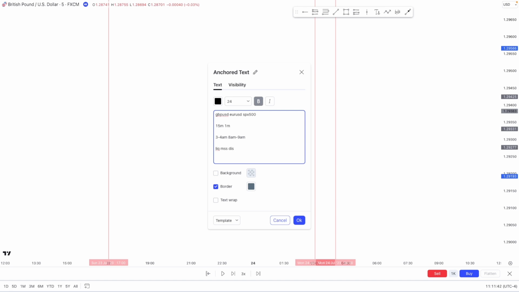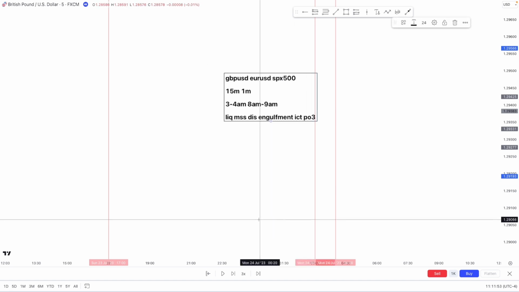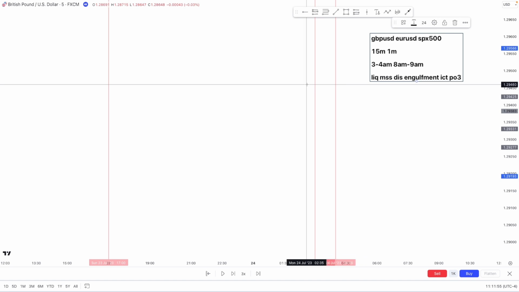The next thing we have to know is the engulfment candles. And the next thing we have to know is the ICT power of 3. But don't worry, I'm going to tell you all of this in this video, especially the power of 3. This helps you increase your win rate by so much. So here you go, I've got all of these on my chart right now.